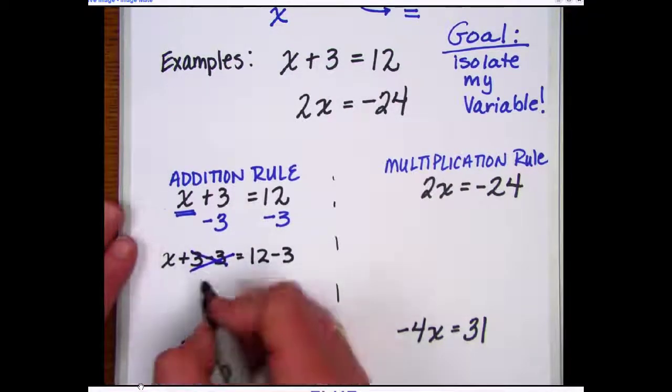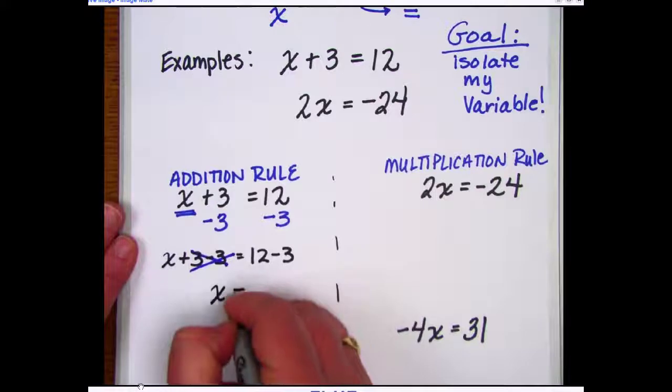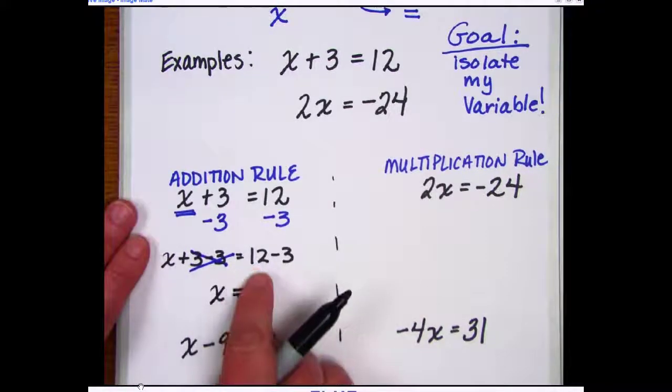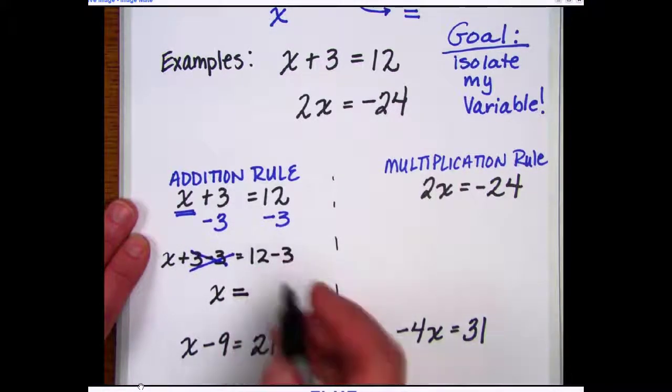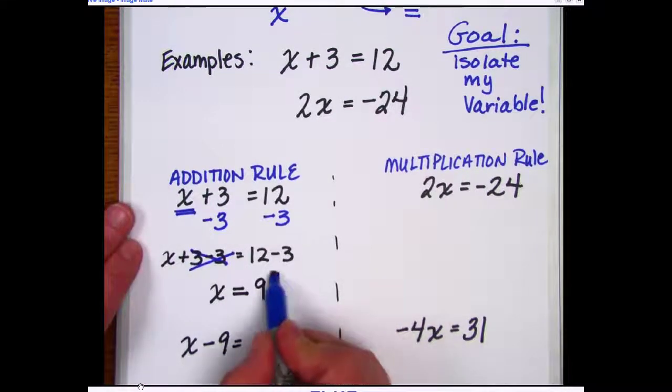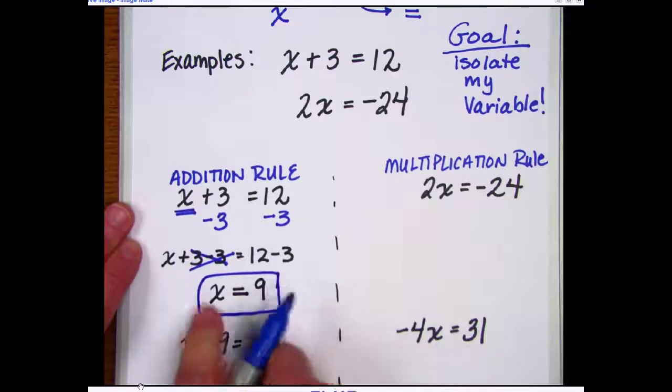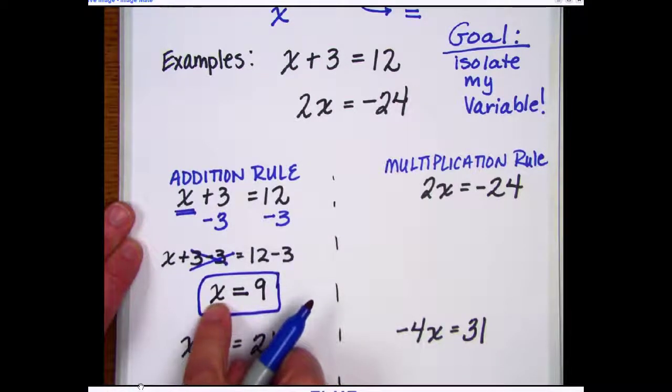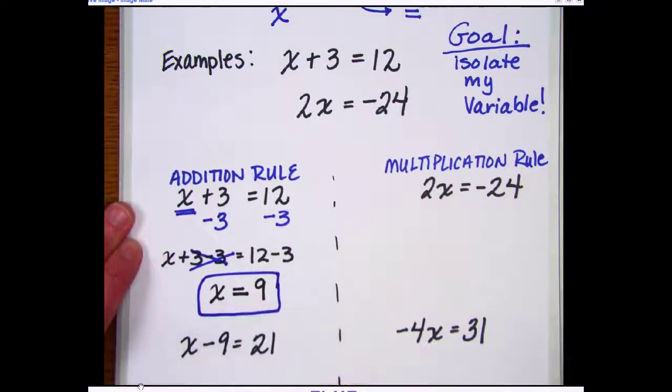And all that would be left here is my x. My equal stays equal. And now on the right-hand side, I have 12 minus 3, which is 9. So that would be my answer. And how do I know I've derived my answer? Because x is isolated all by itself on one side of the equal sign.